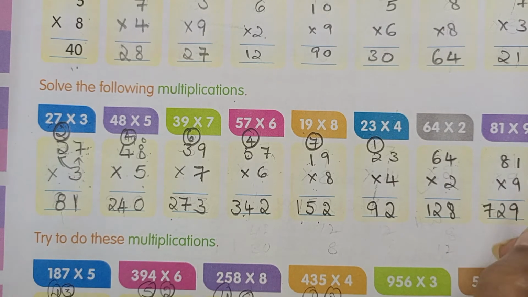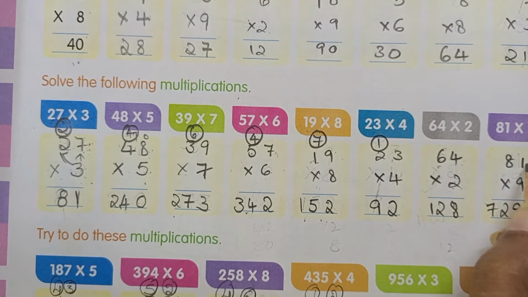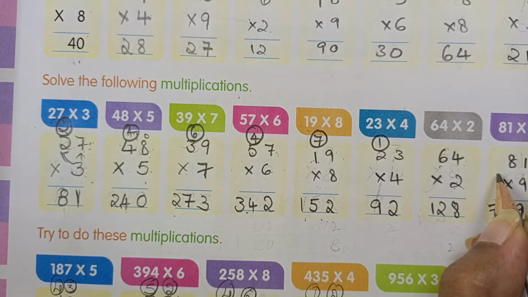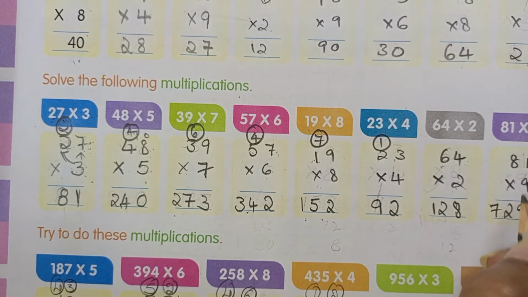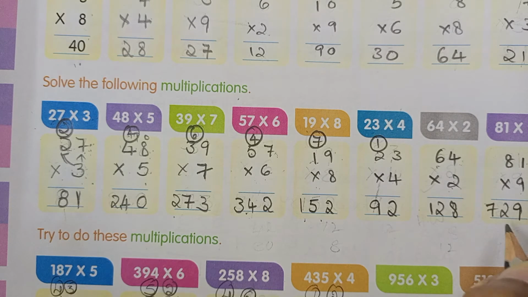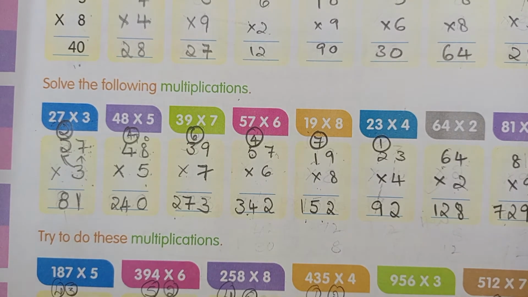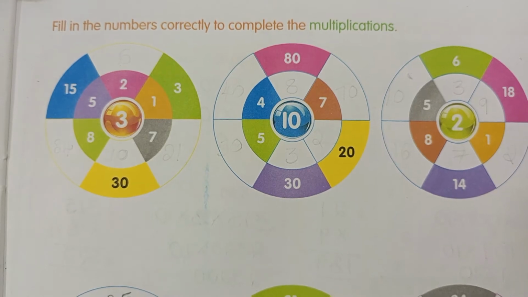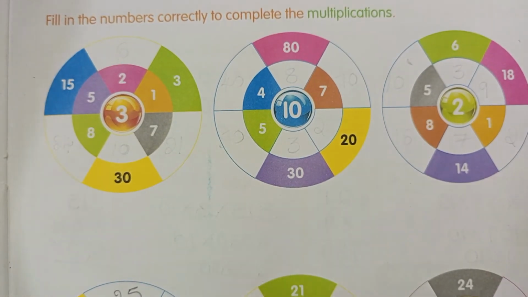See the last one. 81 into 9. 9 ones are 9. 9 eights are 72. So 81 into 9 is 729. All of you see the next page, page number 31.